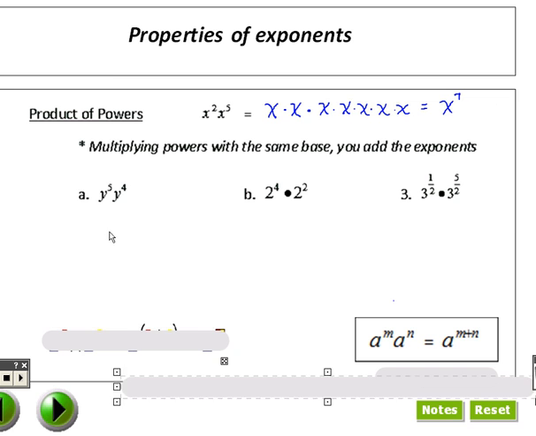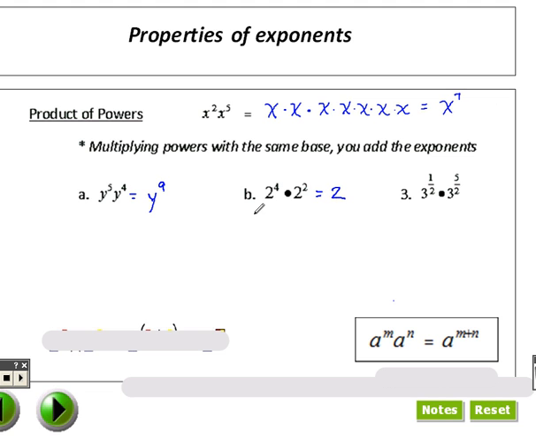So let's go ahead and try one. If we have y to the fifth times y to the fourth, I can imagine I have 5 factors of y and 4 factors of y. In total, I have 9 factors of y, or just 5 plus 4. Here, I'm going to keep my same base. Y was my base, y stayed the base. 2, 2. My base stays the same.